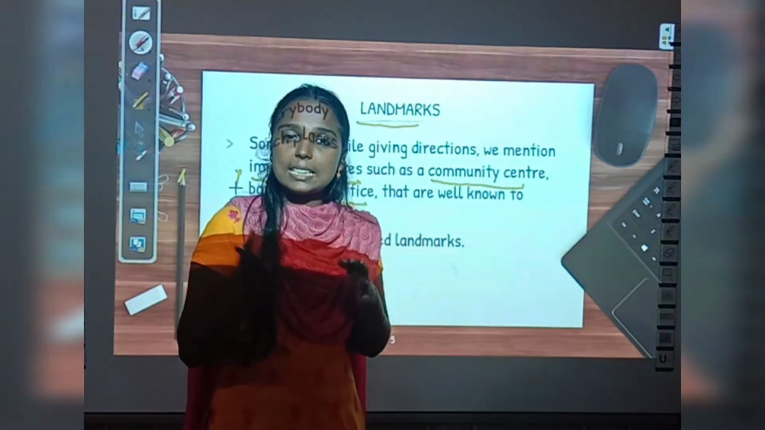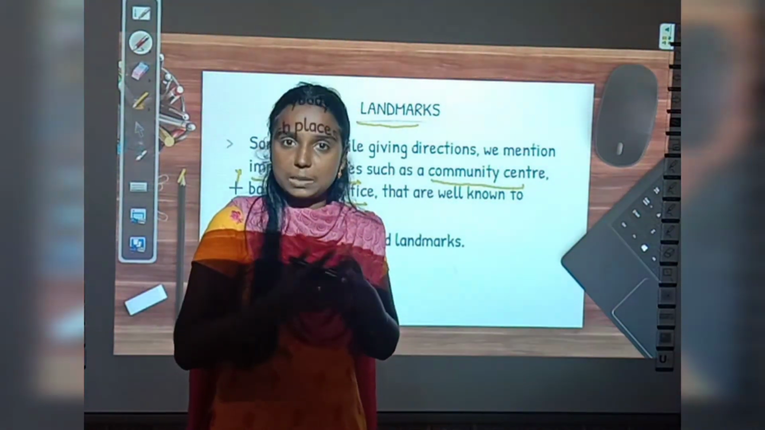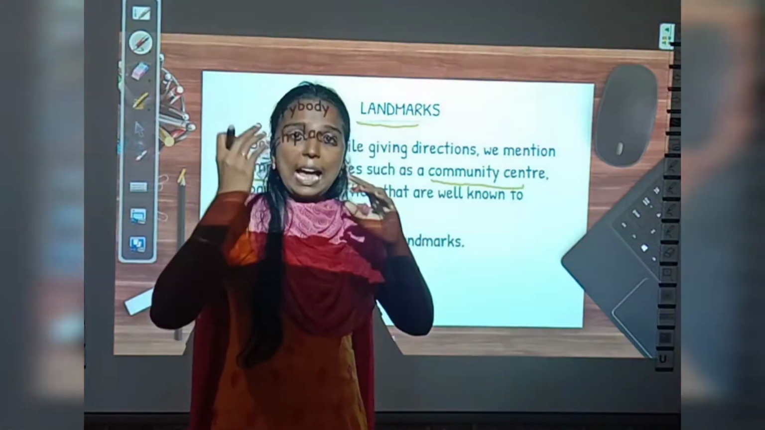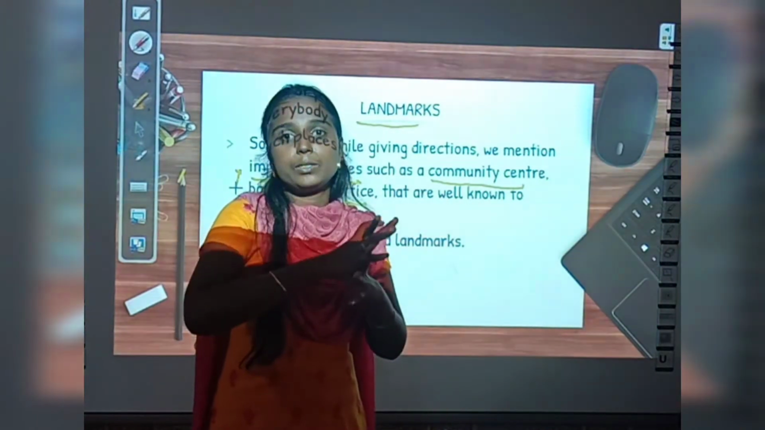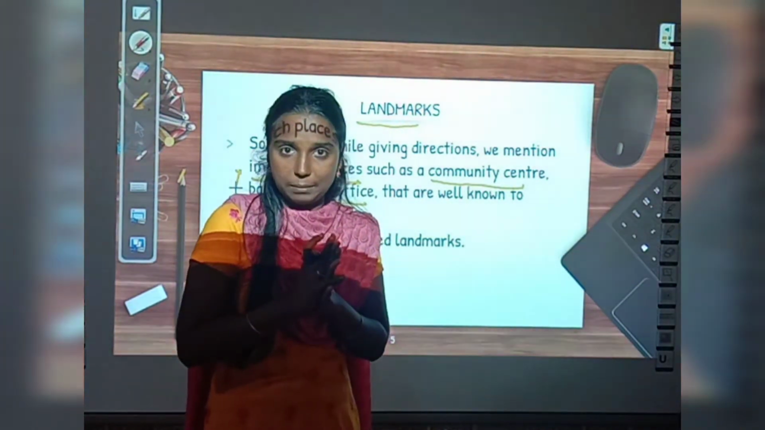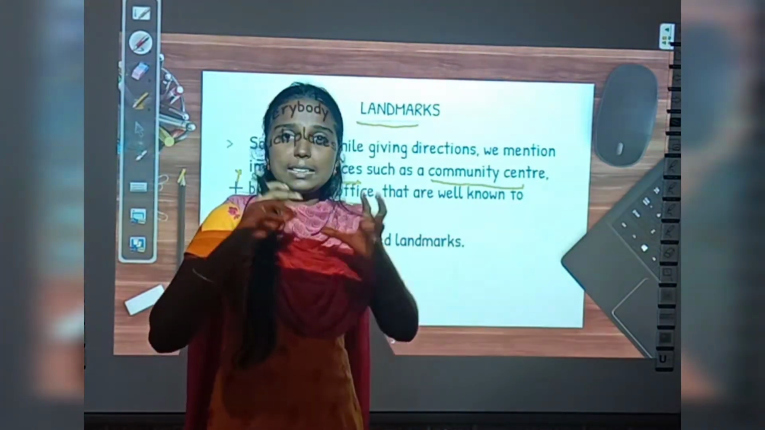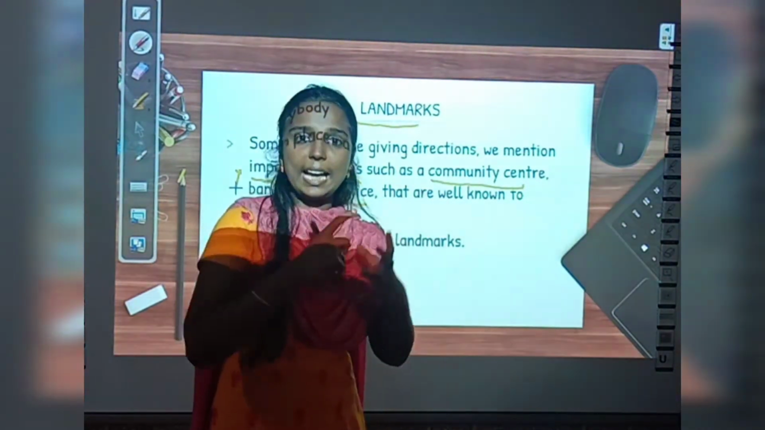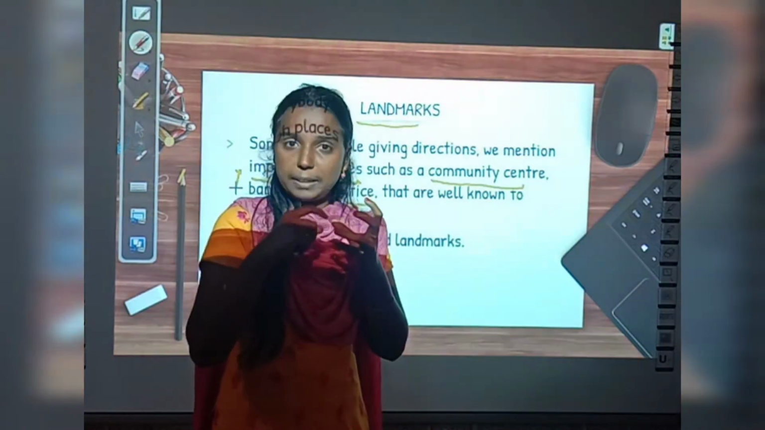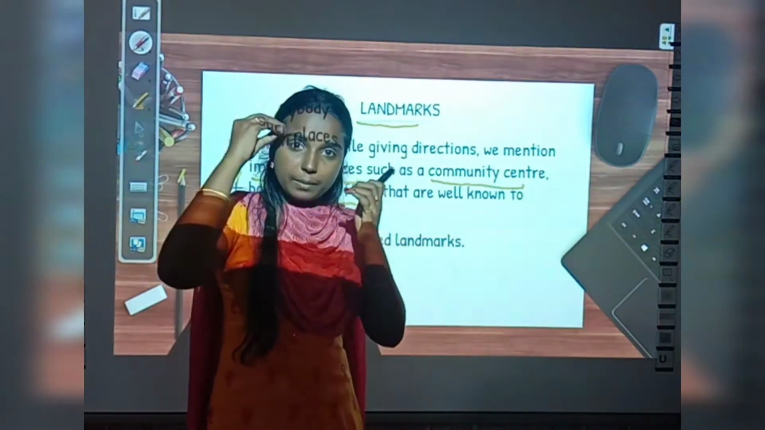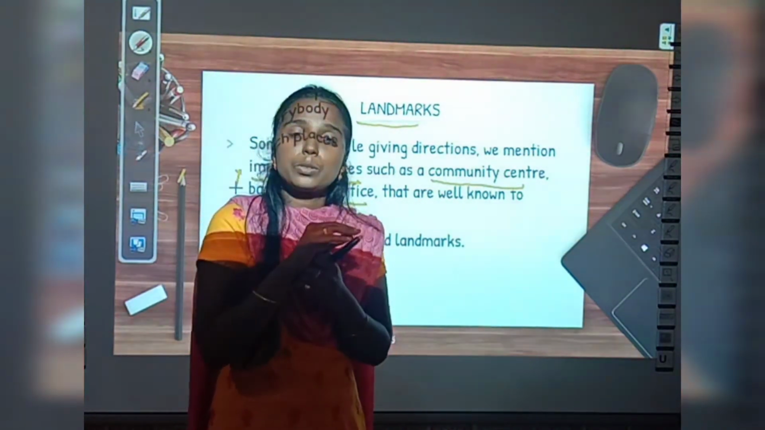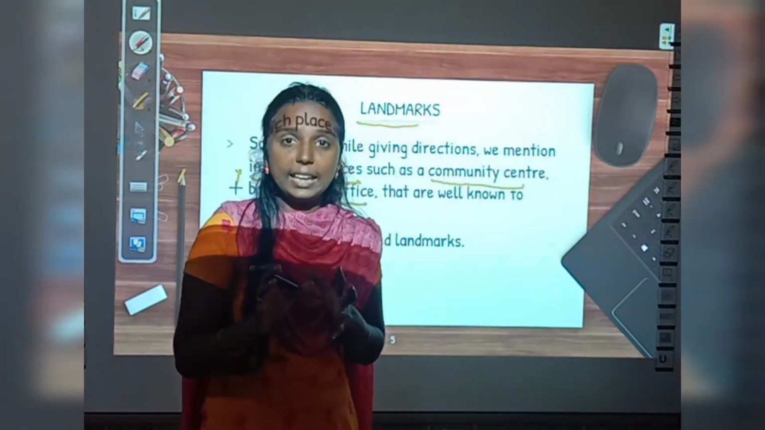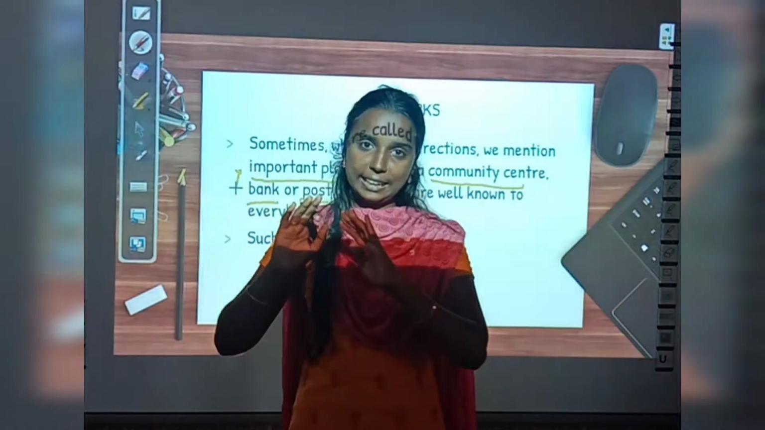Similarly, when she is asking the way to the ATM center, how are they explaining the way? If you go, you can see a sweet shop and then you can see a park. Near the park there is a bank with an ATM, right? So they are using some important places like a sweet shop and a park to locate that ATM. These important places that are used to locate unknown places are known as what? Landmarks, okay?